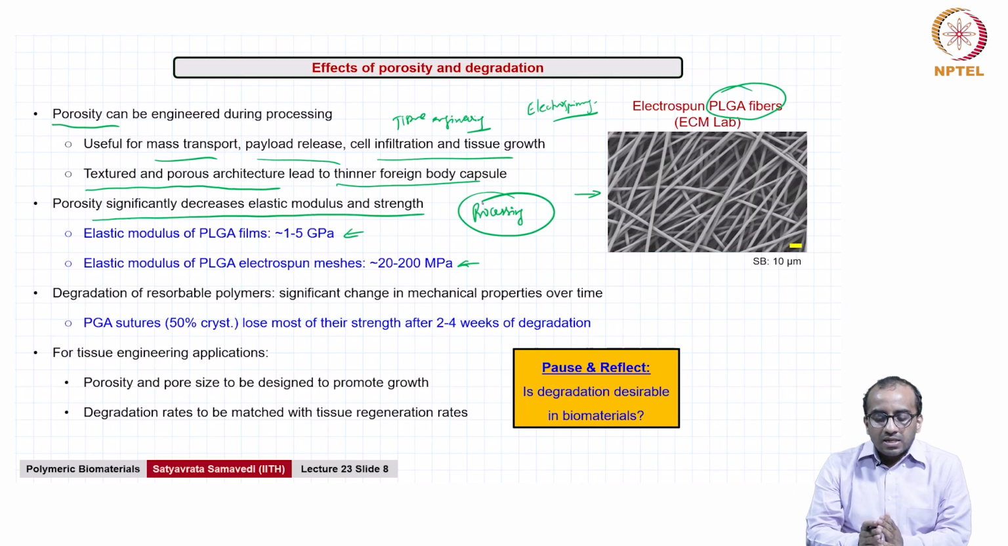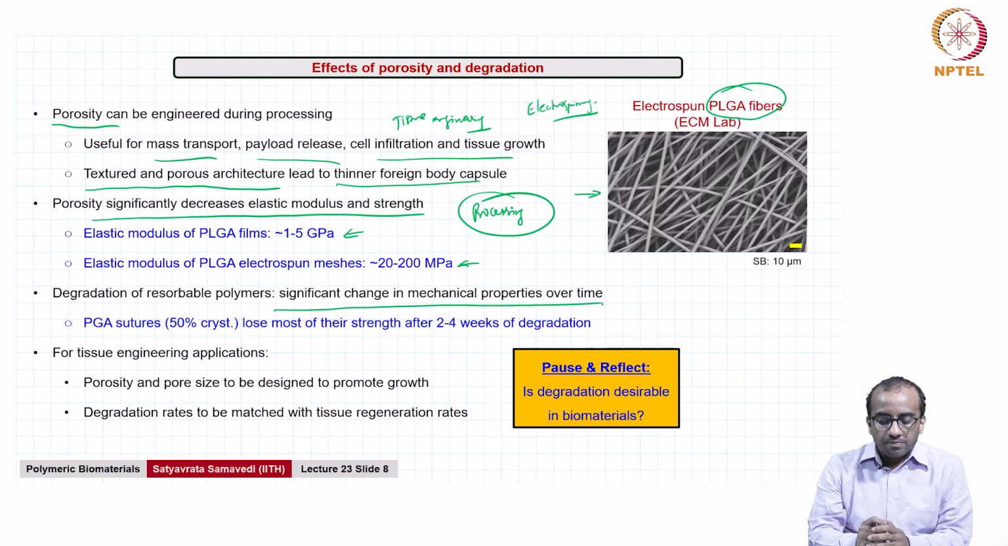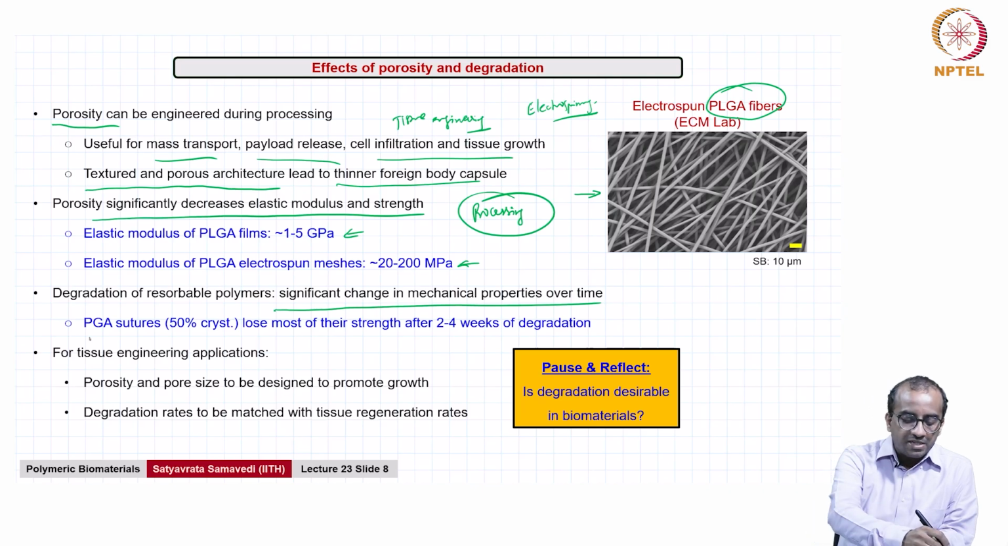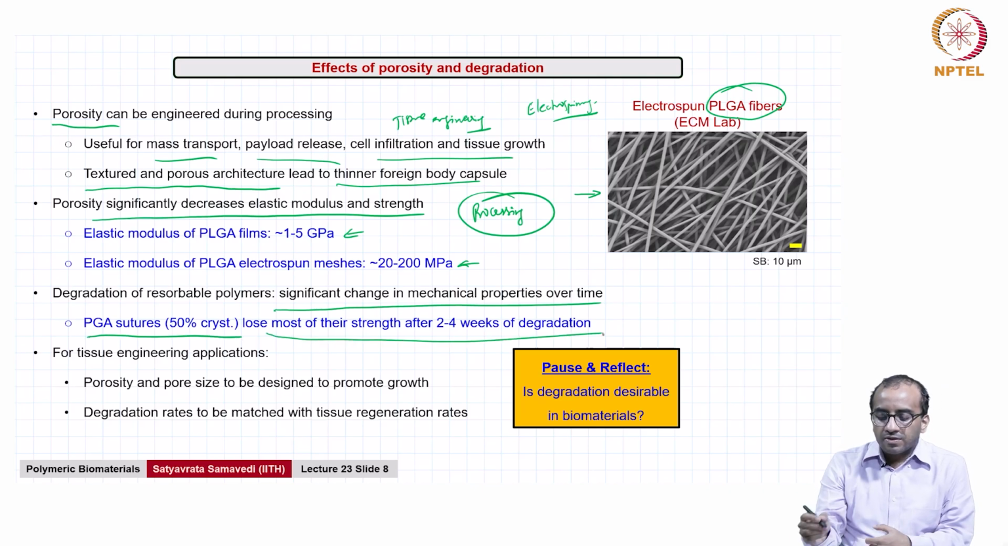Now, the other aspect to keep in mind is if your material is going to resorb, or if your polymer is degradable, that is also going to cause a significant change in mechanical properties over time. One example of that is PGA sutures that we have seen. They lose most of their strength within 2 to 4 weeks because they start degrading quite quickly. They are meant to be resorbable.